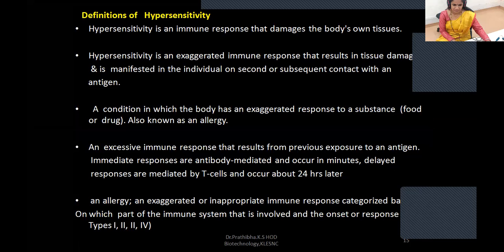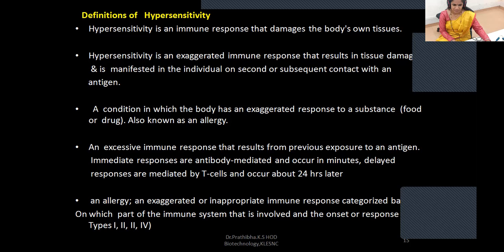There are so many other definitions, but you can keep in your mind any one definition for examination purposes. Hypersensitivity is an immune response that damages the body's own tissues. Or, hypersensitivity is an exaggerated immune response that results in tissue damage and is manifested in the individual on second or subsequent exposure or contact with an antigen.